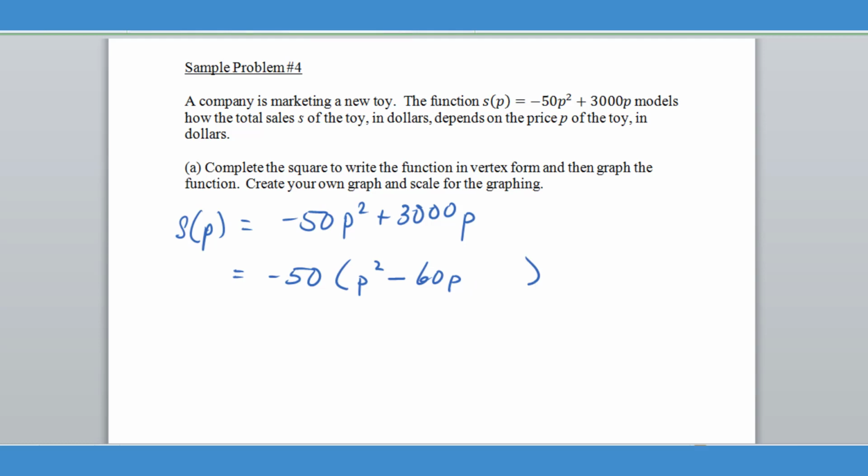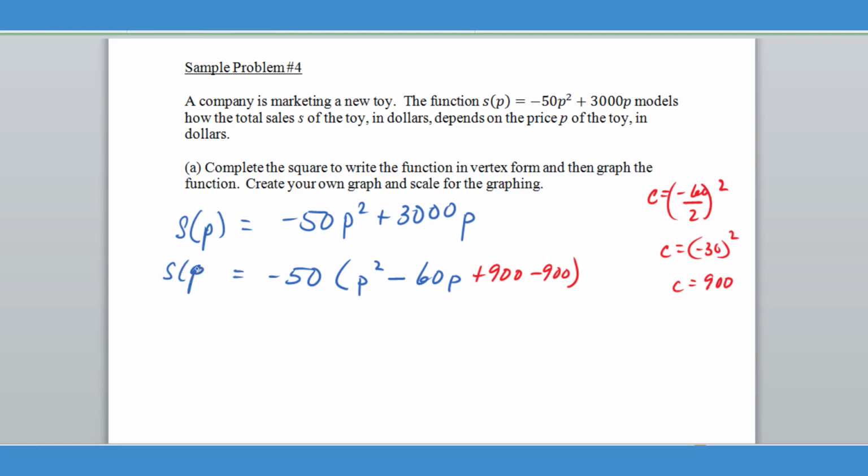Now, this is going to be a little different than what we've seen before. If we complete the square here, I'm just going to take the c value as negative 60 over 2 squared, which gives us negative 30 squared, which is a positive 900. Now, we showed you in an earlier example that if we add a 900 without adding it to both sides, we technically also need to subtract that at the same time.